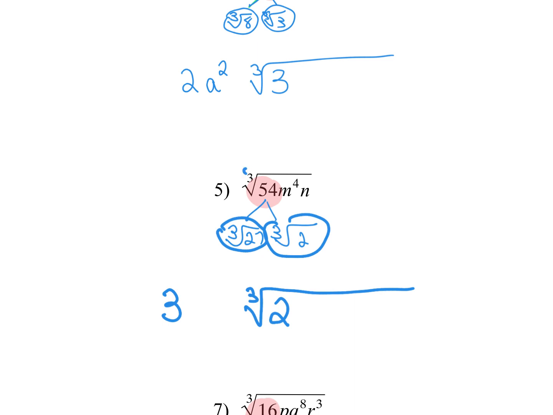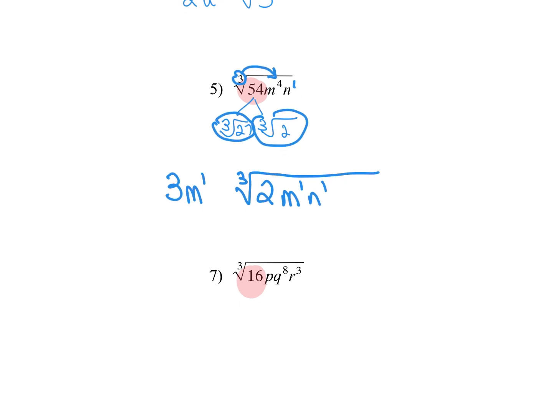Now I've got a cube and I've got an m, so I'm going to say how many times does 3 go into 4? It goes in 1 time, and there's 1 left over. And then this n, there's 1 here, because remember, if there's nothing there, there's a 1. 3 can't go into 1. You can't take any groups of 3 out if there's only one n, which means that n to the first is just going to stay there.